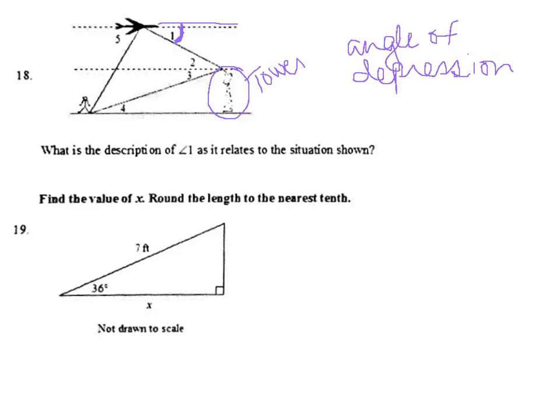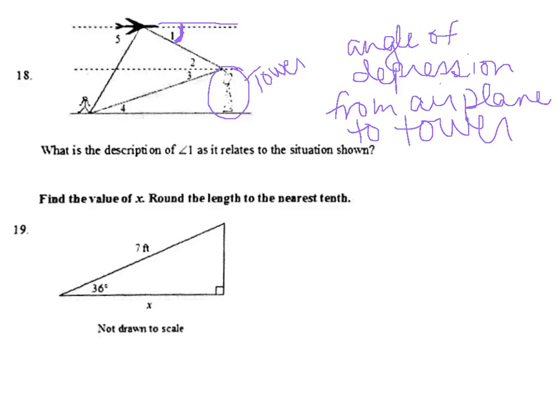And if I'm looking at where it's coming from and where it's going to, it's coming from the airplane, and it's going to the tower. So that's all. You just have to explain that it's an angle of depression because it's below the horizontal line. It's going from the airplane to the tower. Now, an angle of elevation, remember, is something above the horizontal line. So say like angle 2 would be an angle of elevation. So would angle 4.